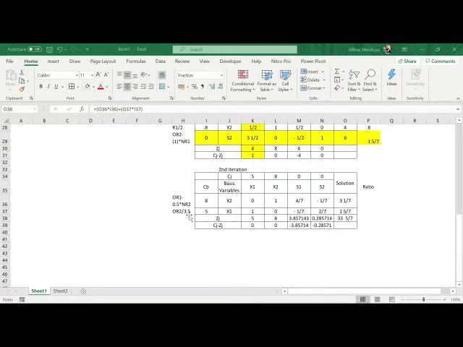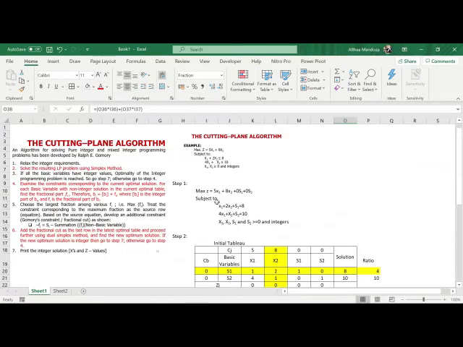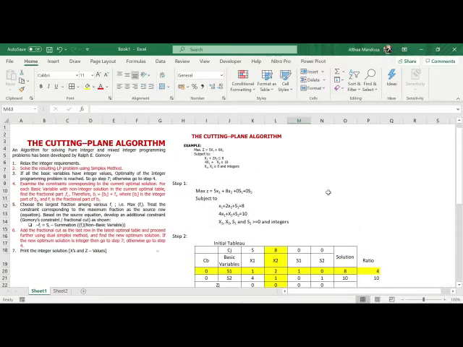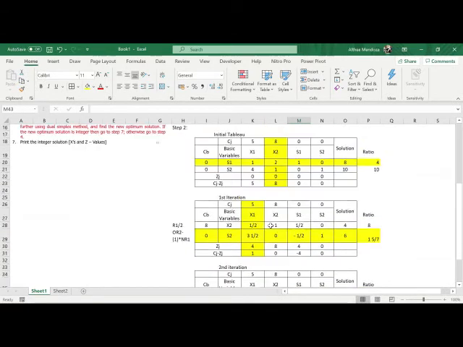Okay, so let's go to step 3. Step 3 says, if all the basic variables have integer values, optimality of the integer programming problem is reached, so go to step 7. Otherwise, go to step 4. But looking at our solution, it's not. Our solutions are not integers. These are our solutions, I'll highlight them so you can see. So it's not an integer, therefore we go to step 4.